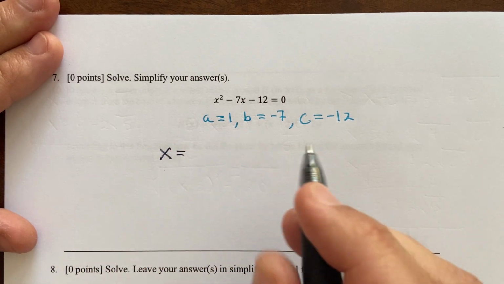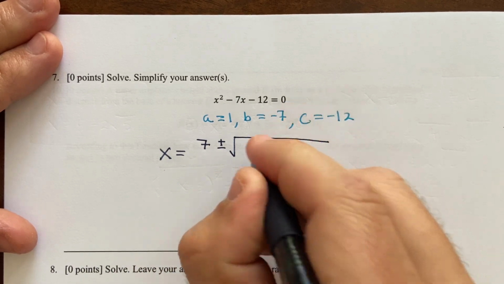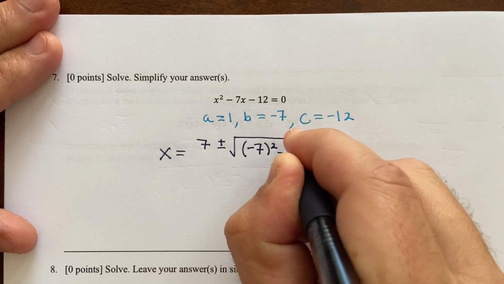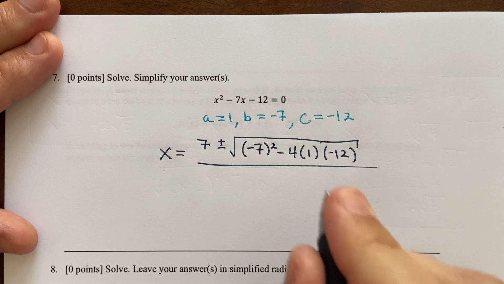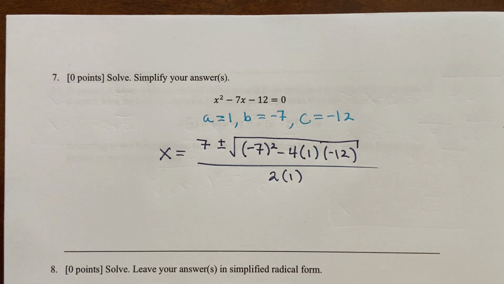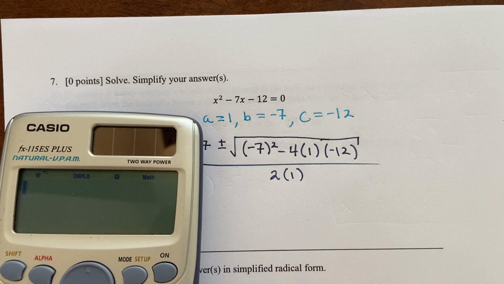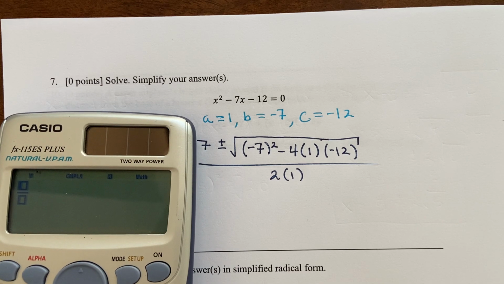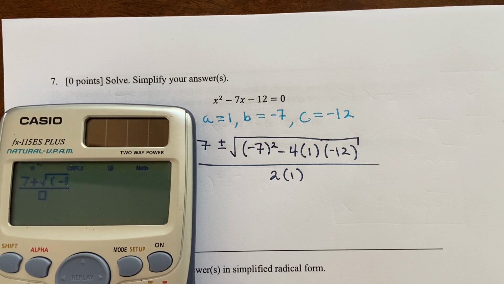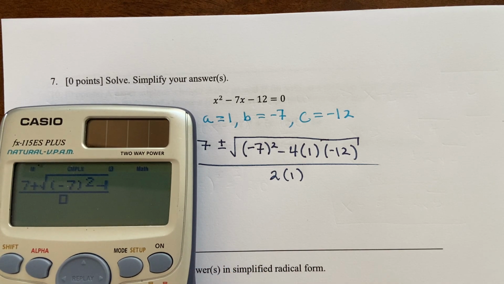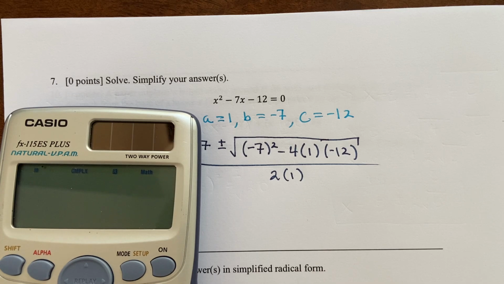So our solutions x would come in the form opposite of b, in other words, +7, plus and minus the square root of -7 squared minus 4 times a times c, all over 2 times 1. On this one, I'll just go ahead and use the calculator. Okay, so fraction first, and then it's 7 plus the square root of -7 squared minus 4 times 1 times -12 over 2 times 1.